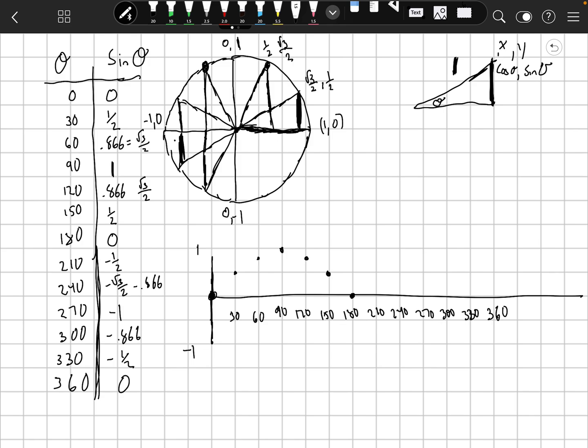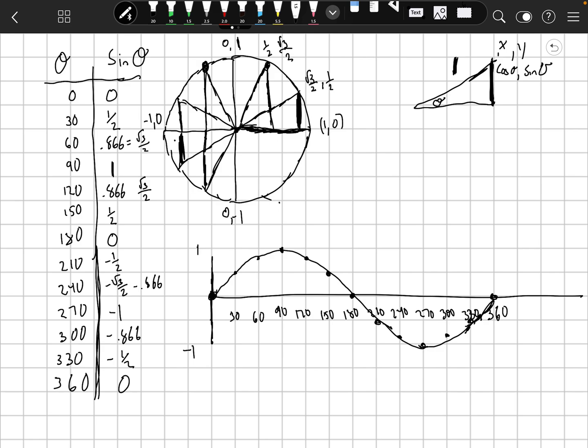So let's just go ahead and finish this up. From 180 we went to 210, that's negative 1/2, 240, negative 0.866, 270, negative 1, then negative 0.866, negative 1/2, and back to 0. And there are a bunch of points in between. We just used some easy points with a 30, 60, 90 triangle, but as you take that radius and sweep out the circle, you'll have an infinite number of points. So this is a continuous thing. And there you have it. That's one cycle of sine.